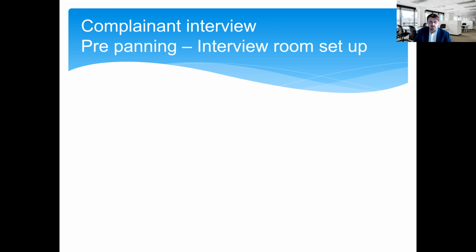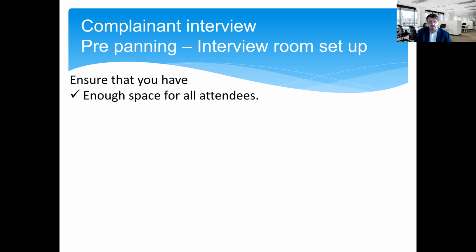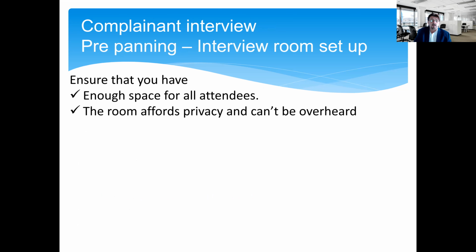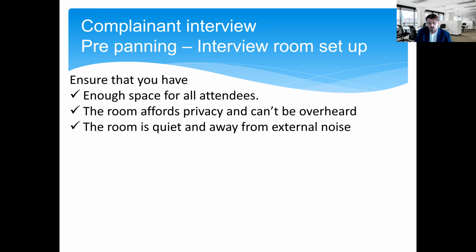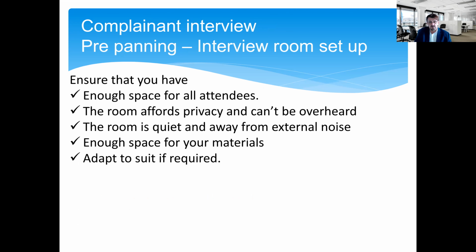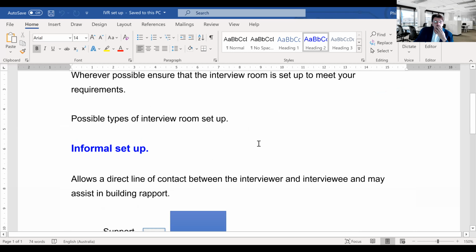Interview room setup. So ensure that you have enough space for all the attendees. The room affords privacy and can't be overheard. The room is quiet and away from external noise. Enough space for your materials, and adapt to suit if need be. So I'm going to show you now an interview room setup. Okay, so the interview room.